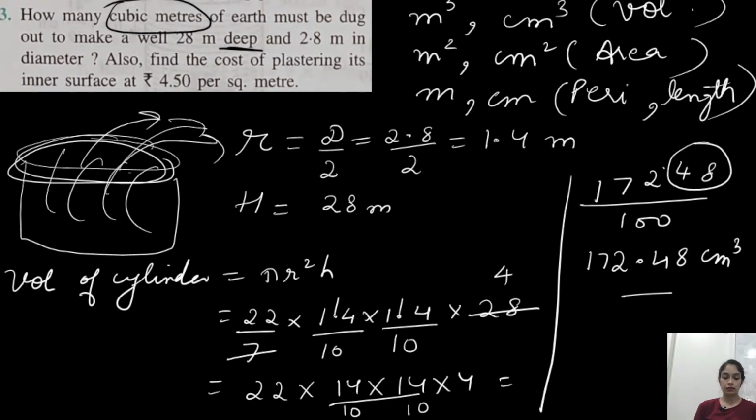You can just take a screenshot of this one. I'm just going to do the second part. The second part says also find the cost of plastering its inner surface. Shall I clear?